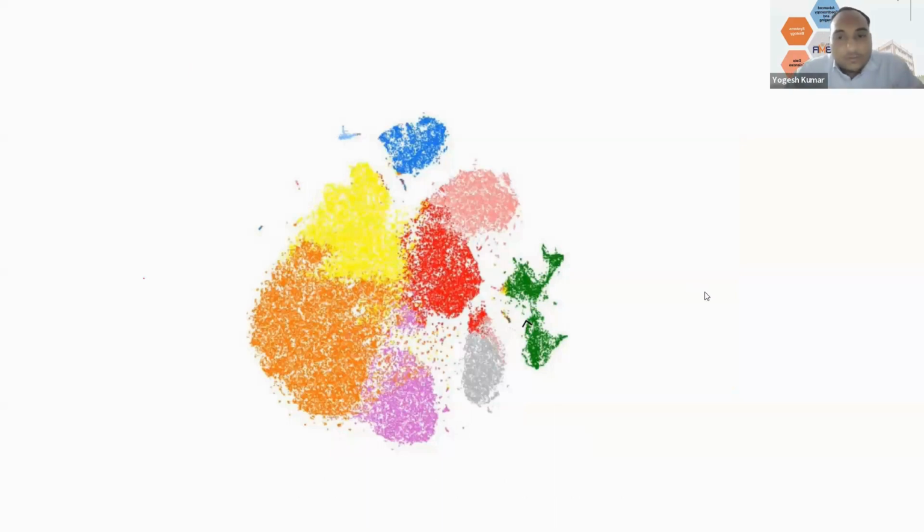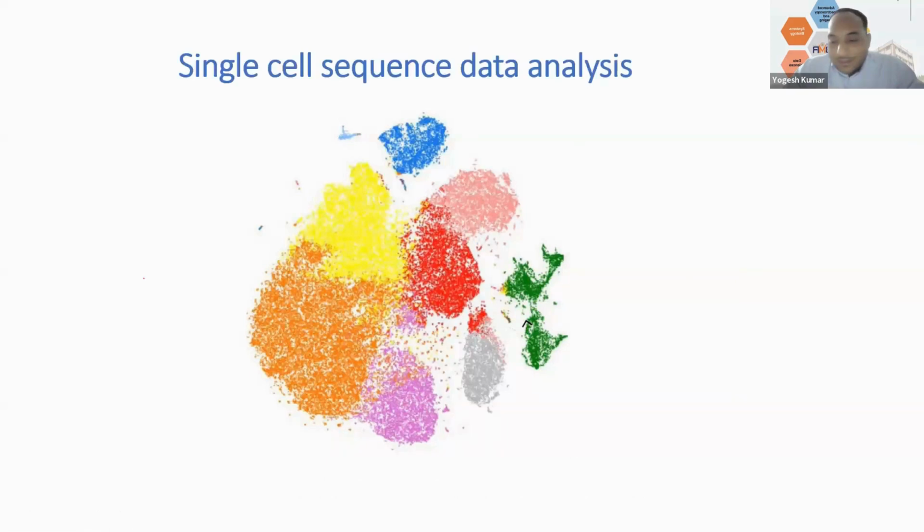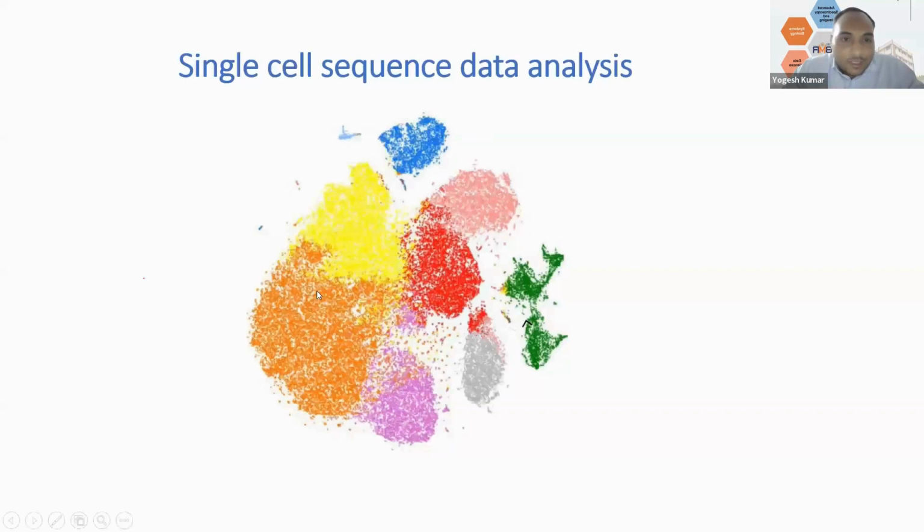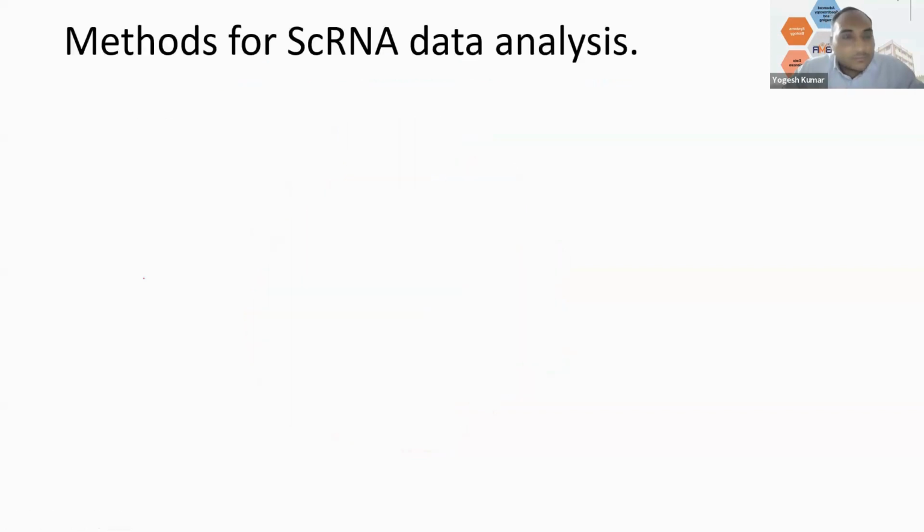And this colorful picture you see is the end product of the analysis. After you do the step-by-step analysis, at the end you get this very beautiful picture, and this beautiful picture has a lot of information in it. Each color cluster represents each cell type here, which you will learn in the next 1 hour. So these are the standard methods for doing single cell sequence analysis.